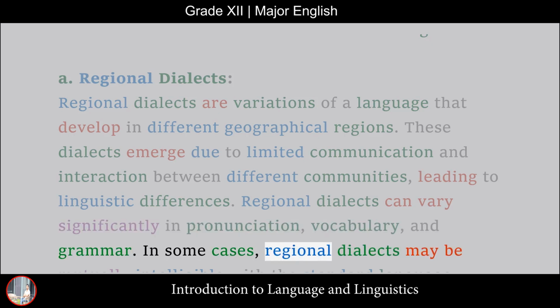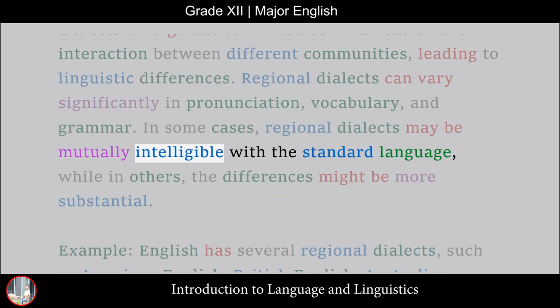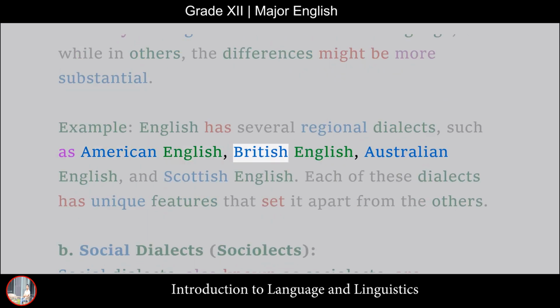In some cases, regional dialects may be mutually intelligible with the standard language, while in others, the differences might be more substantial. Example: English has several regional dialects, such as American English, British English, Australian English, and Scottish English. Each of these dialects has unique features that set it apart from the others.